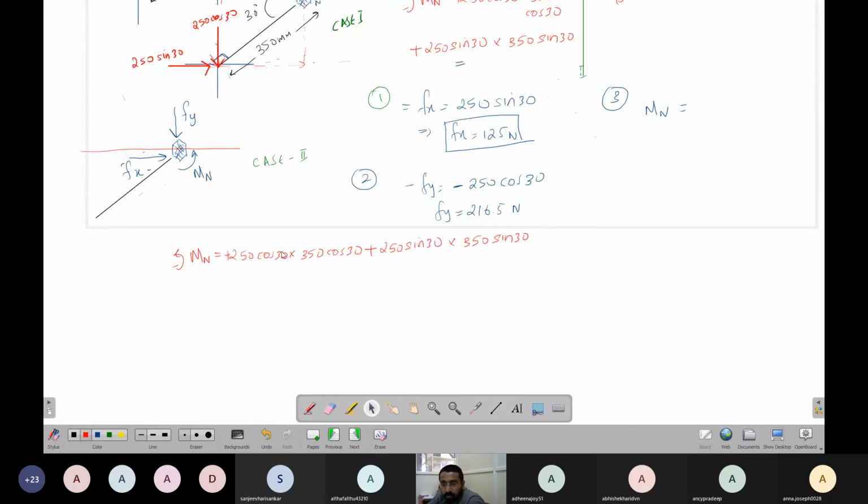Okay. Then the cos 250, 350, 250. 250 into 350, I can take common out. In the cos 30 into cos 30 is cos square 30, plus sin 30 into sin 30 is sin square 30. So cos square theta plus sin square theta is 1. So that is 250 into 350.